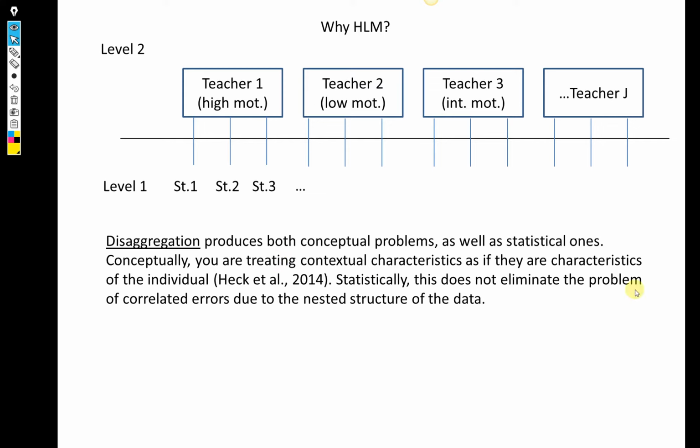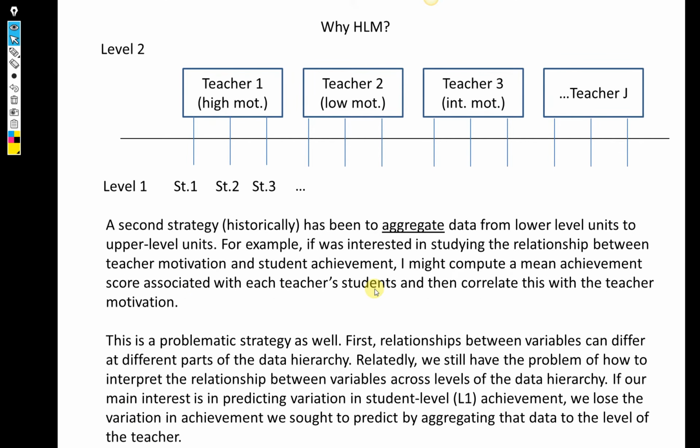And statistically, this doesn't actually eliminate the problem of correlated errors due to the nested structure of the data. Now, a second strategy has been to aggregate data from lower level units to upper level units. So in other words, rather than disaggregating to the student level, we aggregate the student level data up to the teacher level data. For example, if we were studying the relationship between teacher motivation and student achievement, I might compute a mean achievement score for the students within each teacher and then use those classroom or teacher means as outcomes of teacher level characteristics such as teacher motivation.